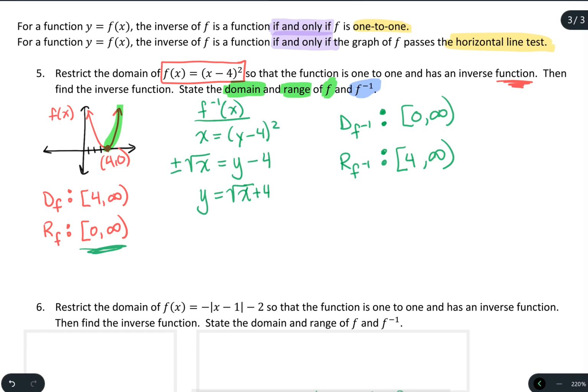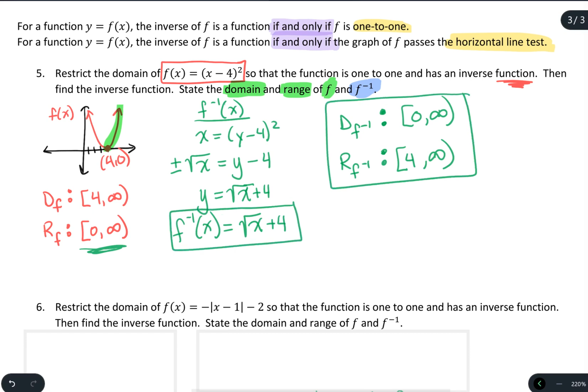And then I write that as an inverse. f inverse of x is equal to the square root of x plus 4. And we have our domain and range of the inverse here, and we have our domain and range of the function on the left.